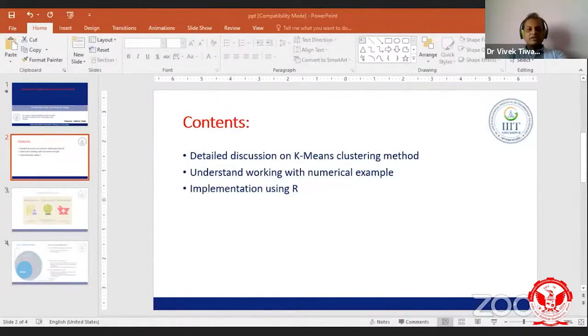The first line you can consider over here comes under clustering. What is clustering? Clustering is an unsupervised descriptive data analytics. There are two words I have highlighted with a different color: unsupervised and descriptive. Clustering is an unsupervised and descriptive data analytics.